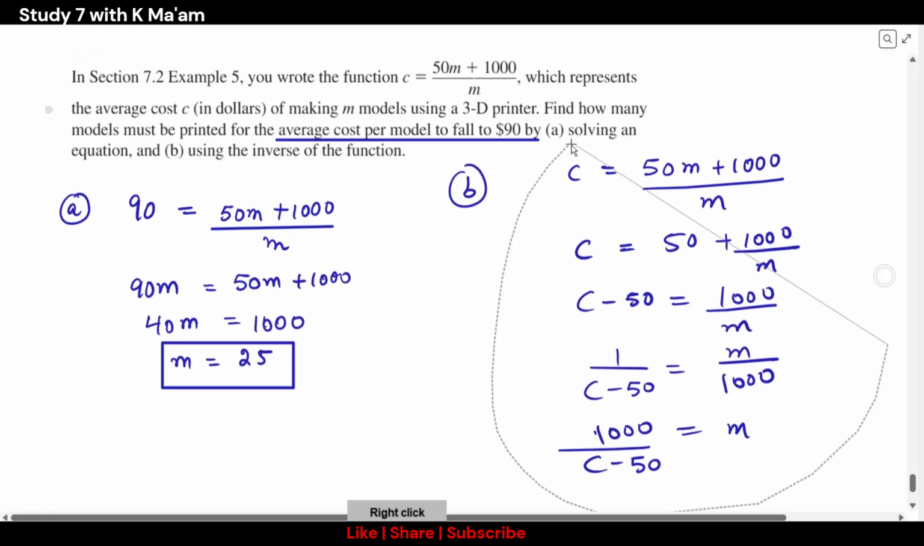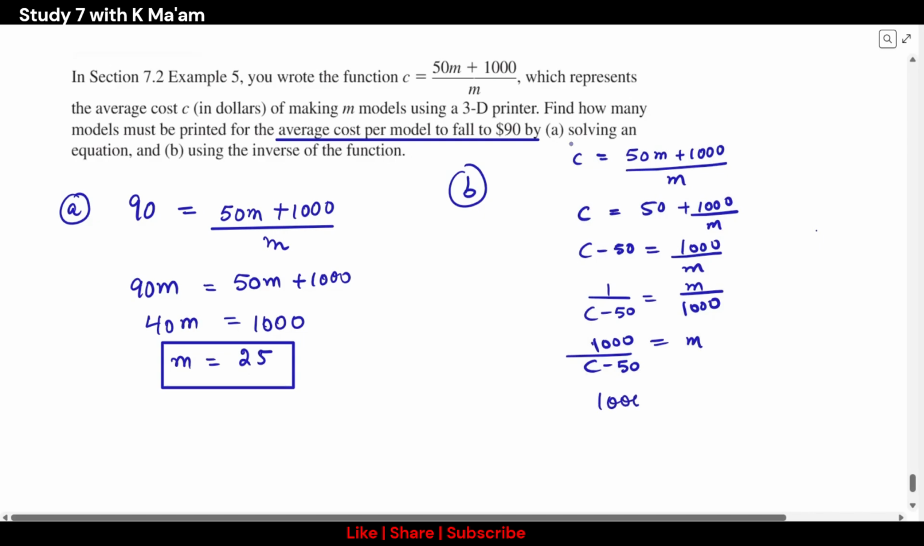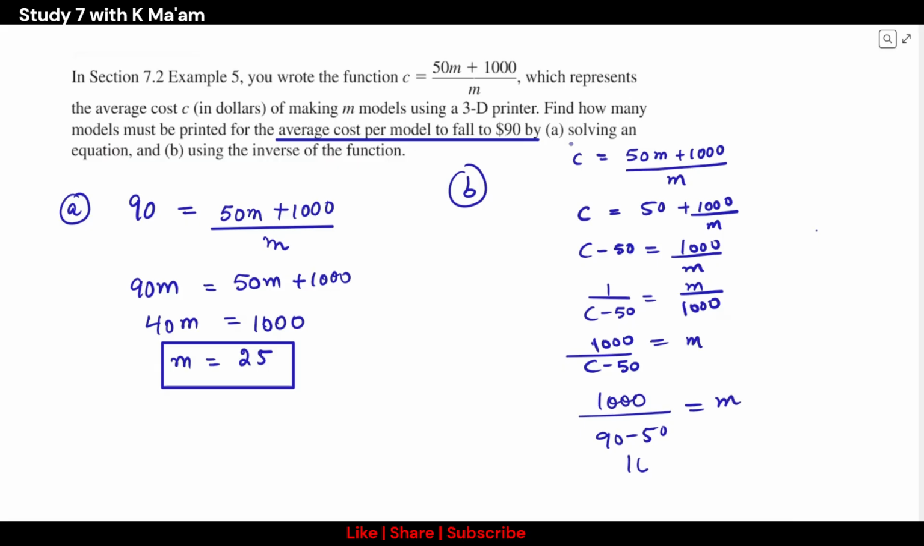So what is given? C is given as 90. So substitute C equals 90: 1000 over 90 minus 50. You will directly get m. 1000 over 40, which is m, and you will get 25. We solved the same thing, first by direct substitution, but in the second we used the inverse function. We calculated the inverse and we get the total number of models. So the total number of models is 25, so that the average cost falls to $90.